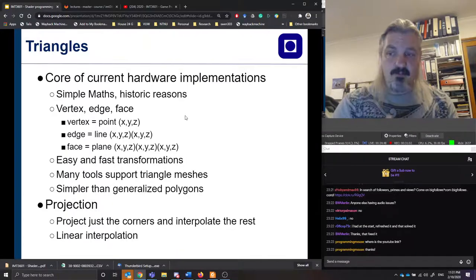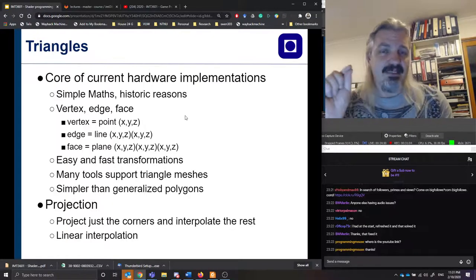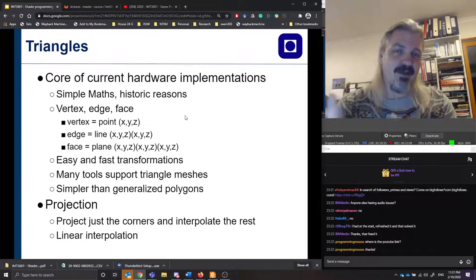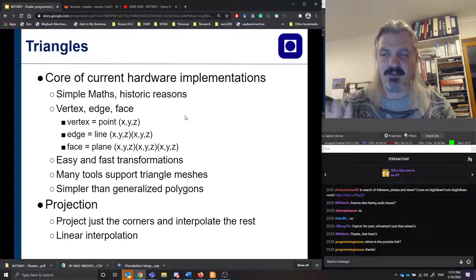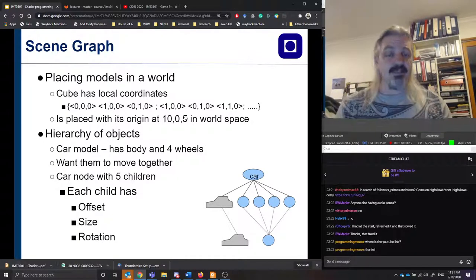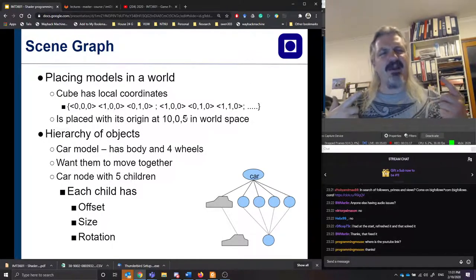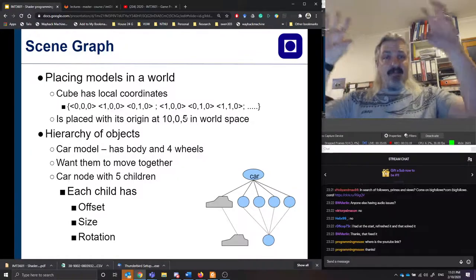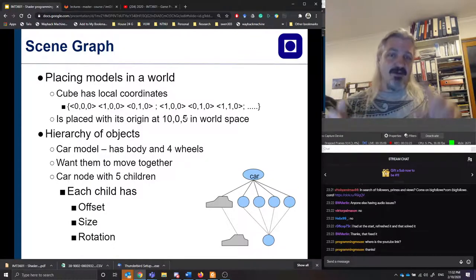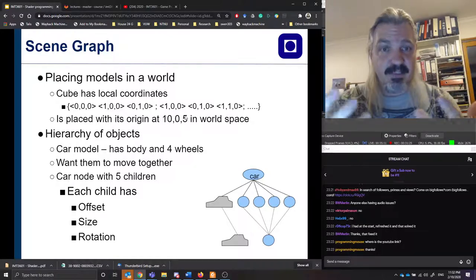So triangles are the current way things are done. It's really easy to project a triangle because of the 3 points. You just project it onto the screen, and it's very easy to see the triangle. That's why we do triangles. Now, if you remember back when I gave the lecture on game engine architecture, I talked about scene graphs. Well, when we talk about graphics, that's where scene graphs matter.